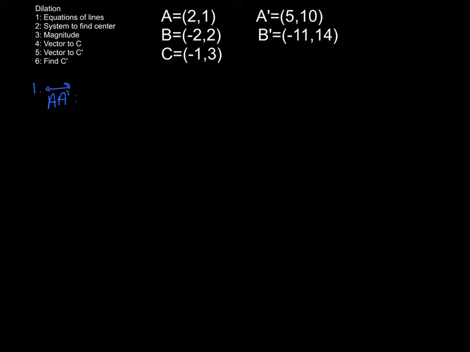If we want to find that line, we need to find its slope. So that's going to look like 10 minus 1 over 5 minus 2, 9 over 3, or 3. And since we have a point, we can just throw it right into point slope form, y minus 1 equals 3 times x minus 2. So there is the equation of the line from A to A prime. So now let's do B to B prime.